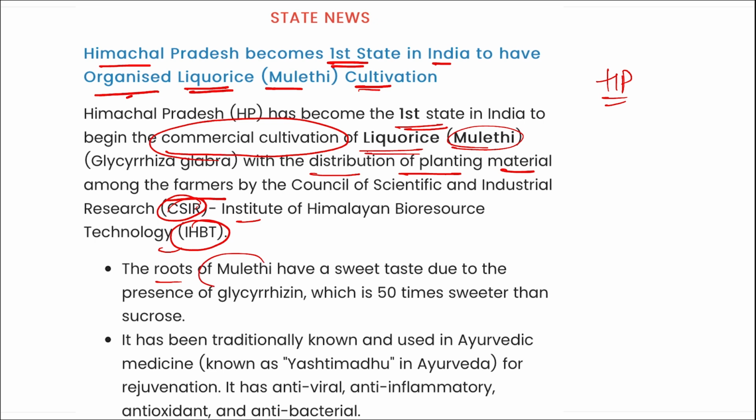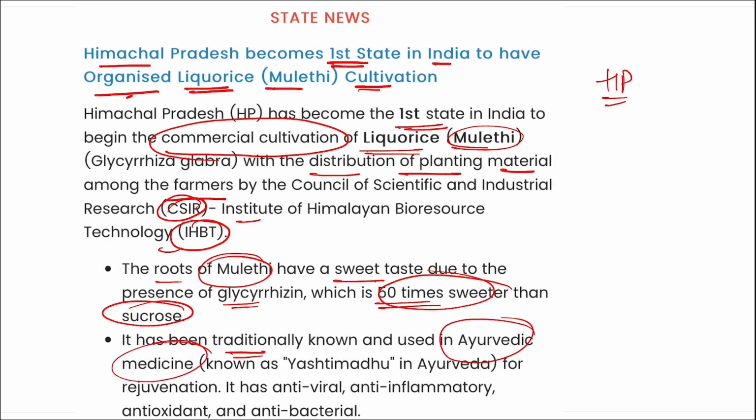The roots of mulethi have a sweet taste due to the presence of glycerin, which is 50 times sweeter than that of sucrose. Also remember, it has been traditionally known to be used in Ayurvedic medicines also. Alright, so remember the first state in India to have the commercial cultivation of licorice will be Himachal Pradesh, and licorice is also known as mulethi.